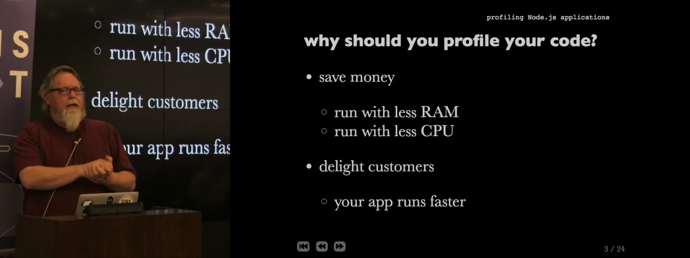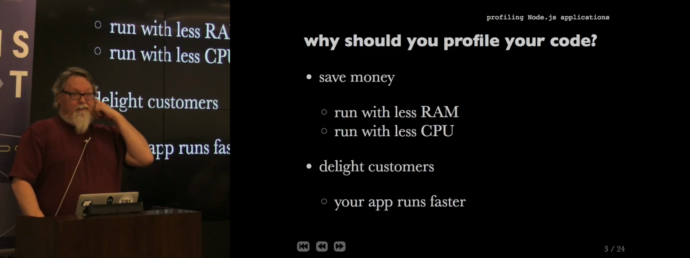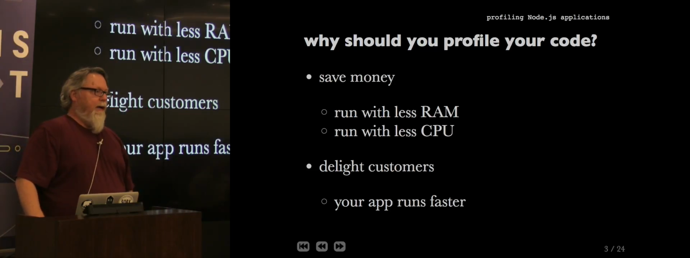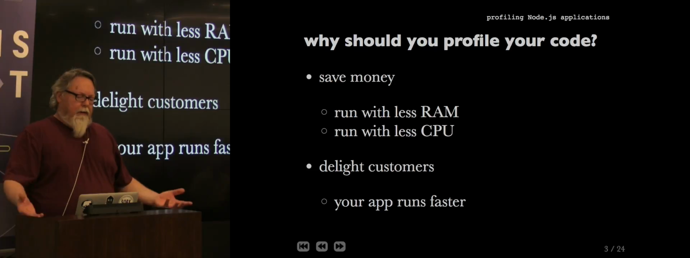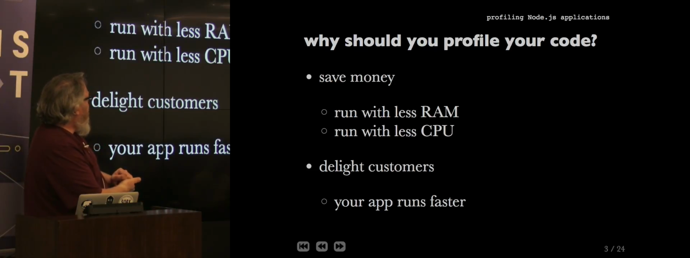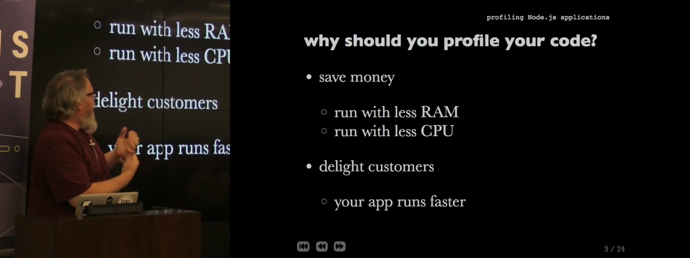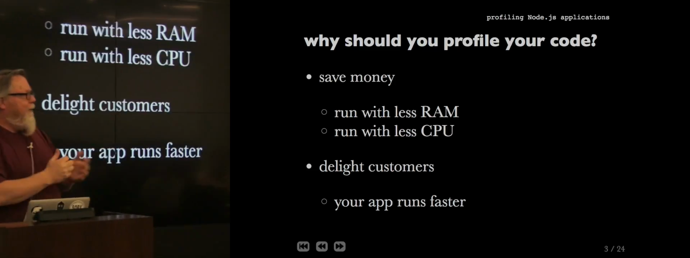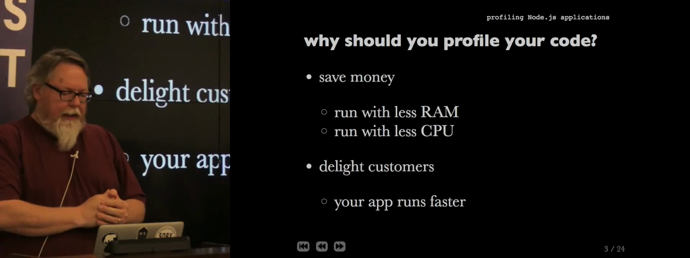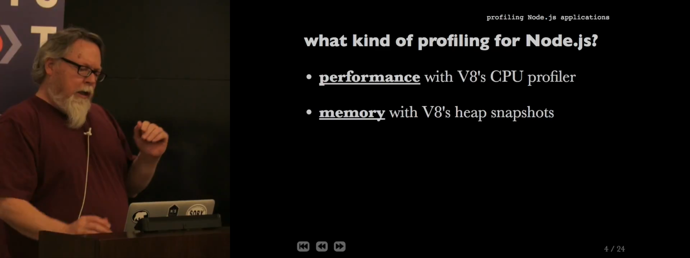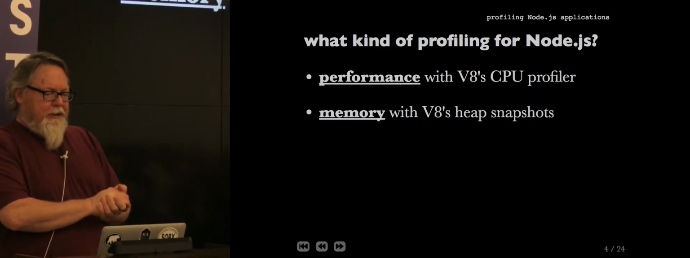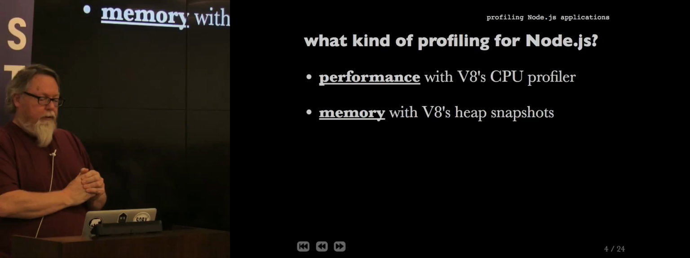You can cut down on the amount of RAM that you need to run your program. Anymore, using cloud services, you get charged by RAM usage, so any kind of memory savings you can get is usually helpful. Obviously, running with less CPU processing is good. It's energy efficient and will also generally save you some money. And then, of course, delighting customers if your app runs faster than it used to. So usually you want to do those things, and profiling tools can help you get there.